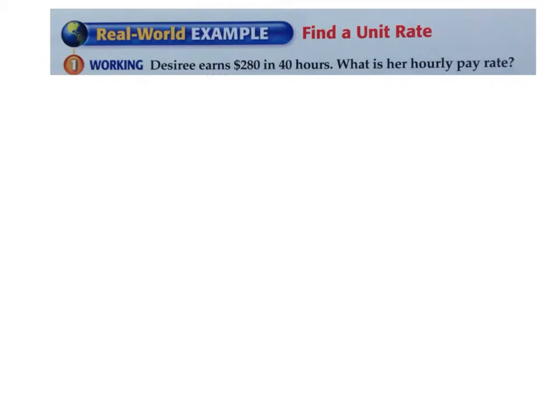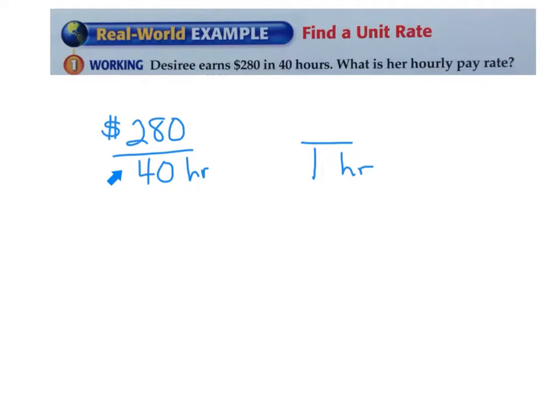So the first thing I want to do is write this out as a ratio. I've written this information out here as a ratio, and I put the first number as my numerator, second number as my denominator. Now, remember, unit rate tells me I want to find out how much her hourly rate of pay is. So in 1 hour, how much does she get paid? Now, I wrote this ratio as a fraction, so I can treat it just like a fraction. Really what I'm trying to do is simplify this to get the denominator to be 1.